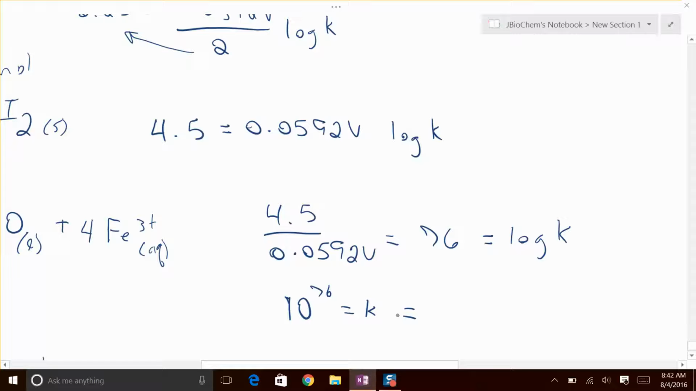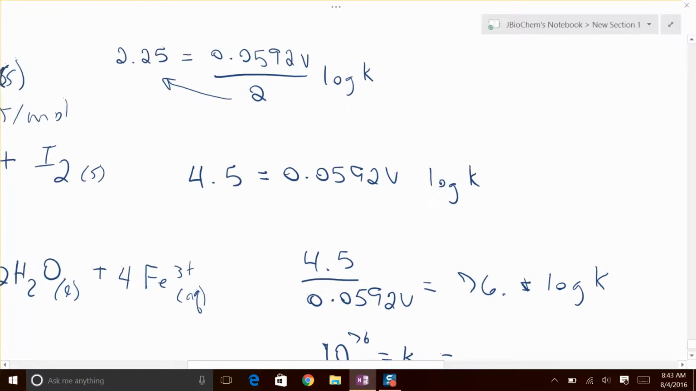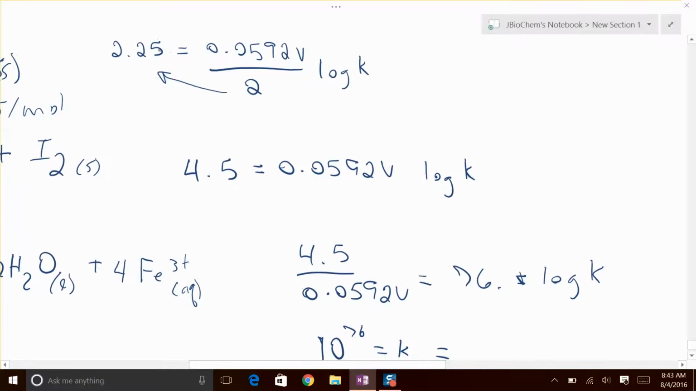Then it gives you like 1.07. That's 1 times 10 to the 76. So 4.5 divided by 0.0592 is 76? It's 76.014. The rounding throws it off. Wait, where did the 4.5 come from? Because I don't have that. Yeah, because it's 2.24, but you're using 2.something. Yeah, I think it's just differences in rounding. 2.24. Yeah, it's 2.24.